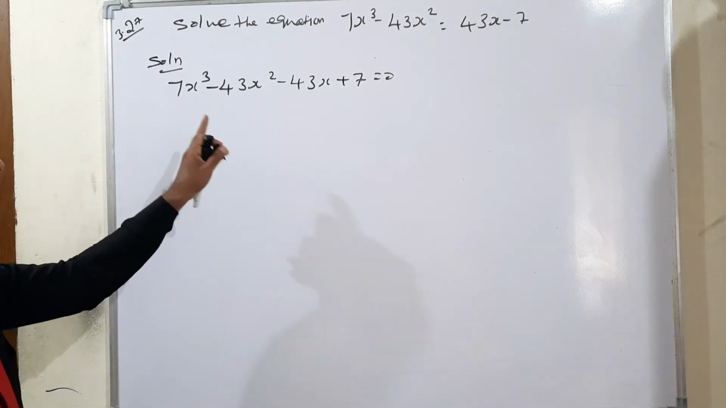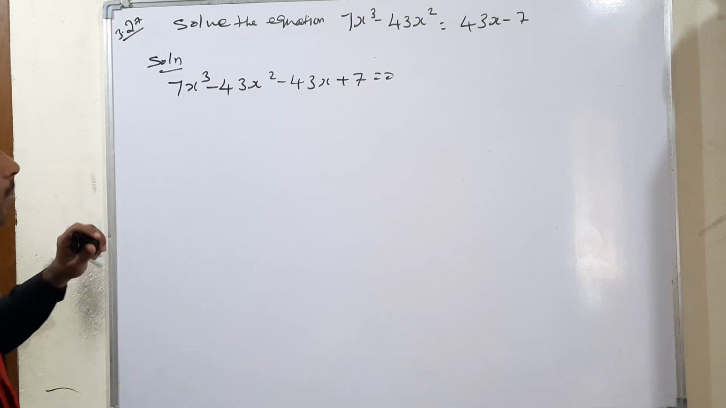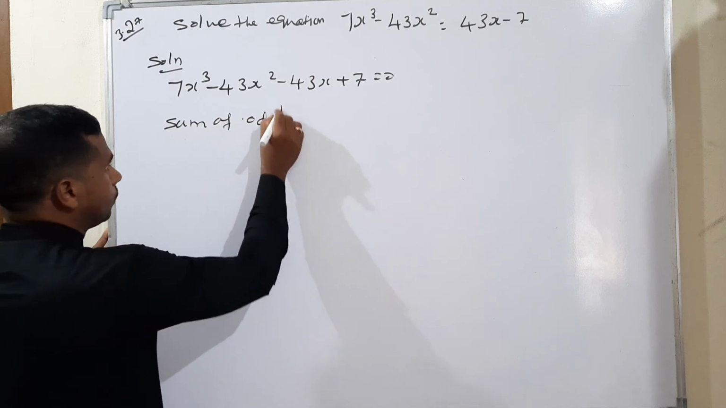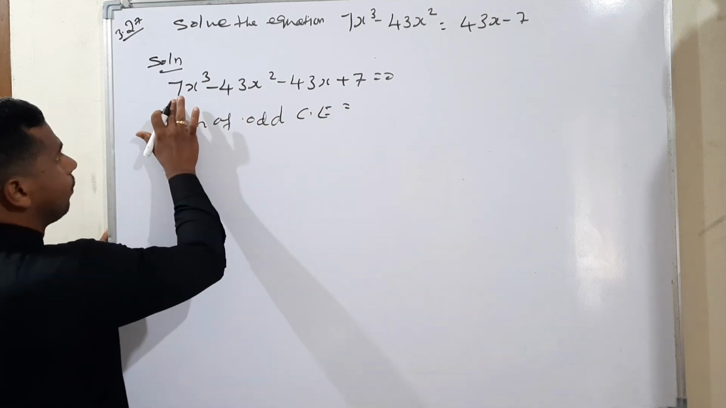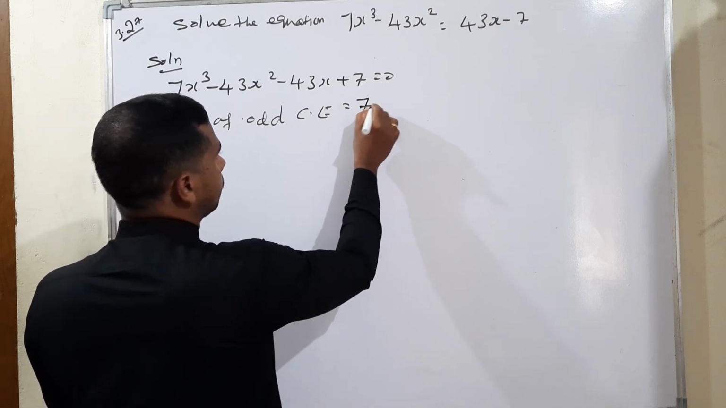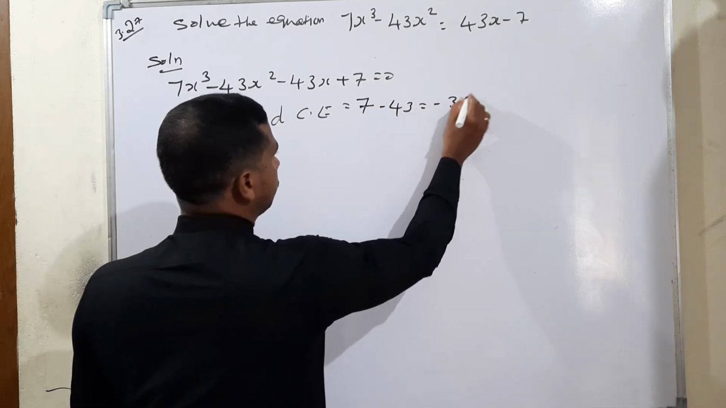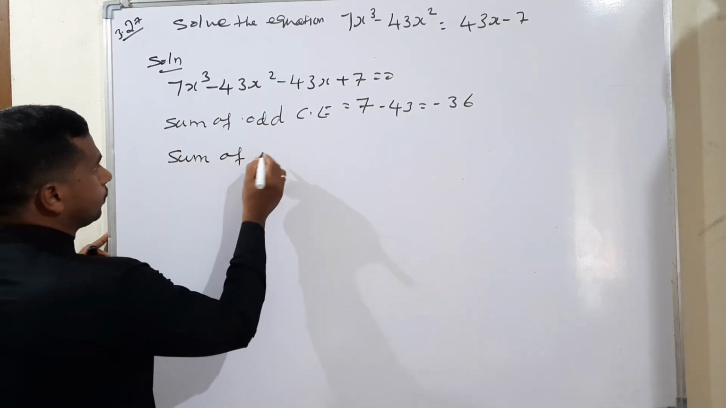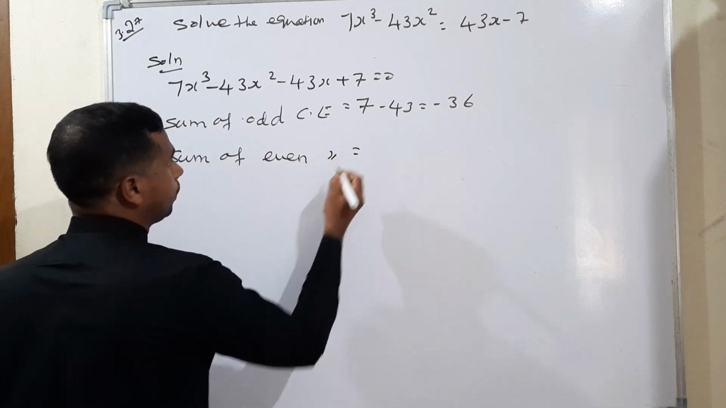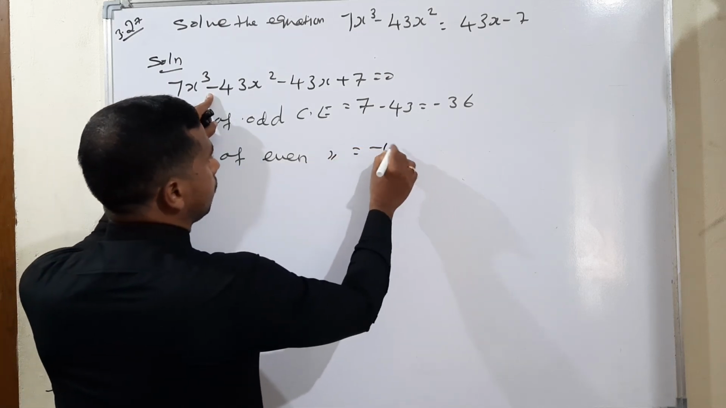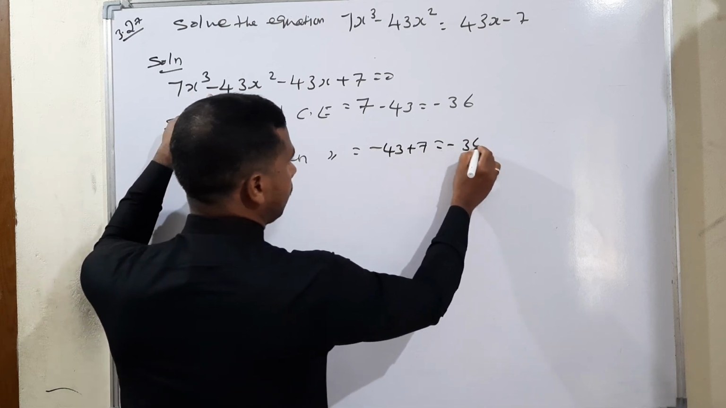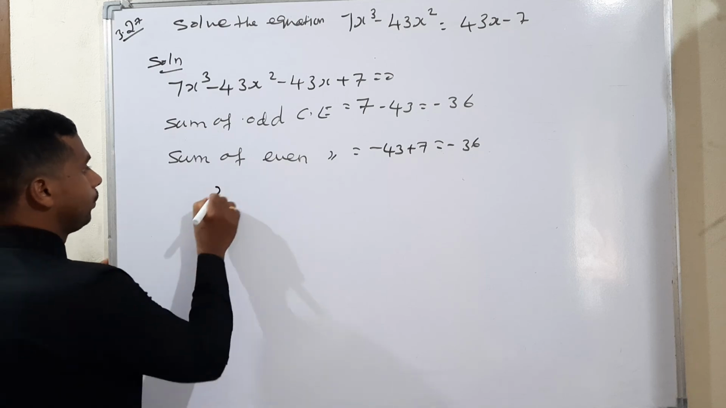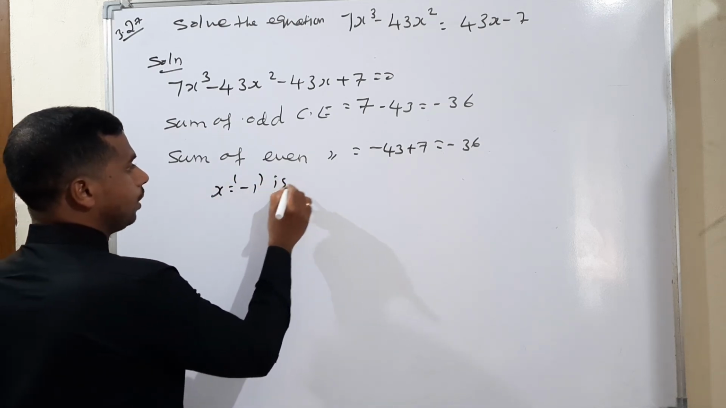First you have to check it, sum of coefficients. First you can check the sum of odd coefficients, what is the value? Sum of odd coefficients is equal to 7 minus 43, which is minus 36. Now the sum of even coefficients is equal to minus 43 plus 7, so definitely minus 36. So the sum of odd coefficients is equal to the sum of even coefficients. Therefore we can say x is equal to minus 1 is a root.